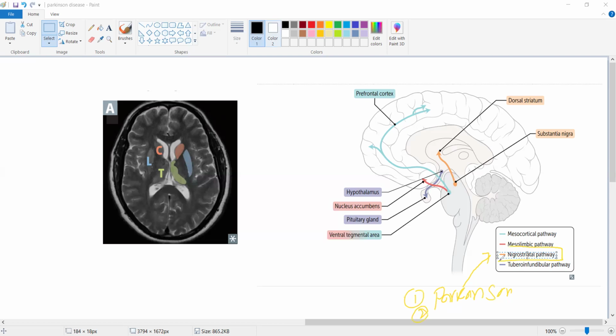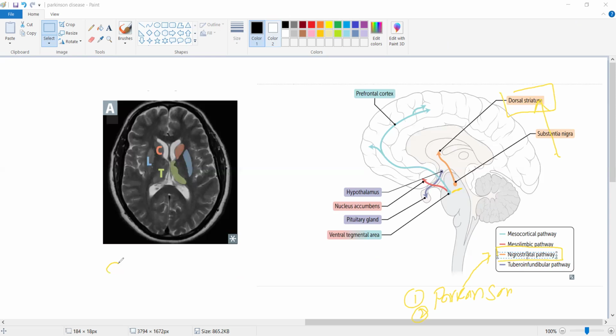So the nigrostriatal pathway, right? This nigrostriatal pathway starts in the substantia nigra that is present in the midbrain and it ends at the striatum. So that's why it is called the nigrostriatal pathway, right? So there is a high yield question.